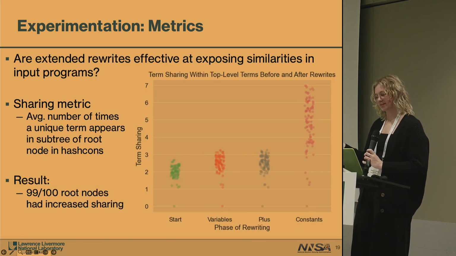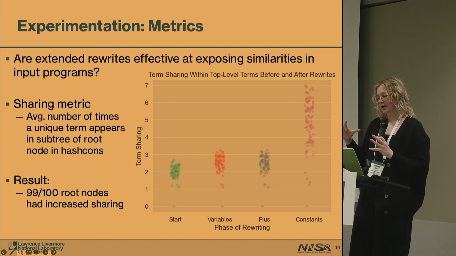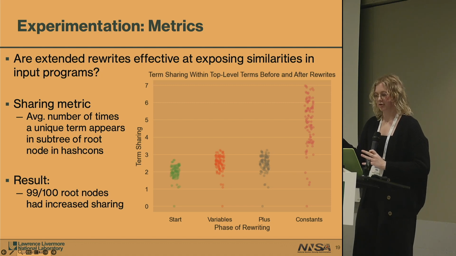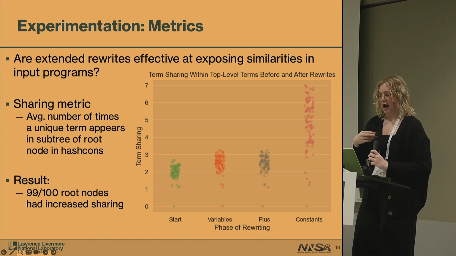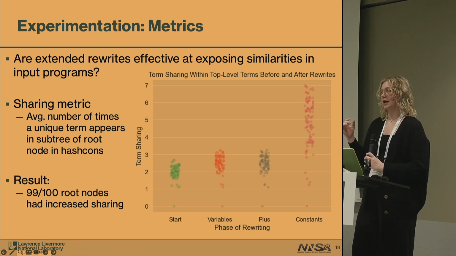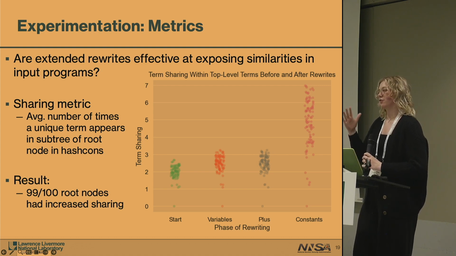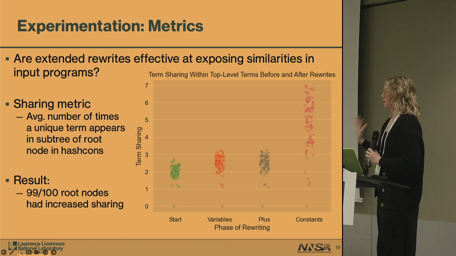In addition to performance, we also wanted to measure how the rewrite rules allowed us to compactify the eGraph and identify more similarities in the input program. To measure this, we devised a sharing metric. There are, of course, other ways to measure the sharing in the eGraph. We just found this to be a helpful way of seeing how the eGraph changed over time, given that many of these eGraphs contain lots of nodes and lots of equivalence classes.